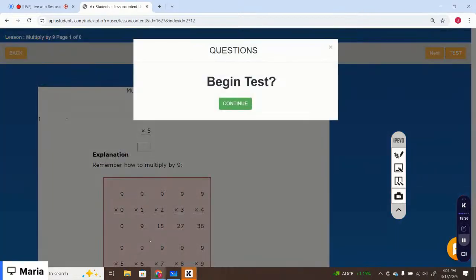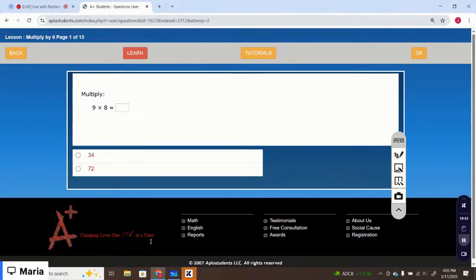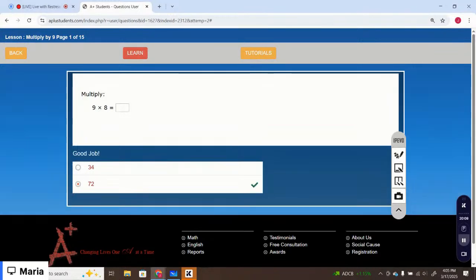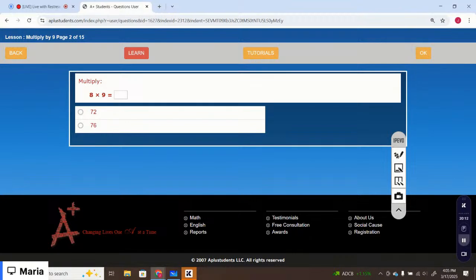Let's just start with the test questions. Nine times 8 equals 72. Option number 2 is the correct option. So if you are still not perfect with the multiplication tables, you have to start working on multiplication tables now. They are very important.